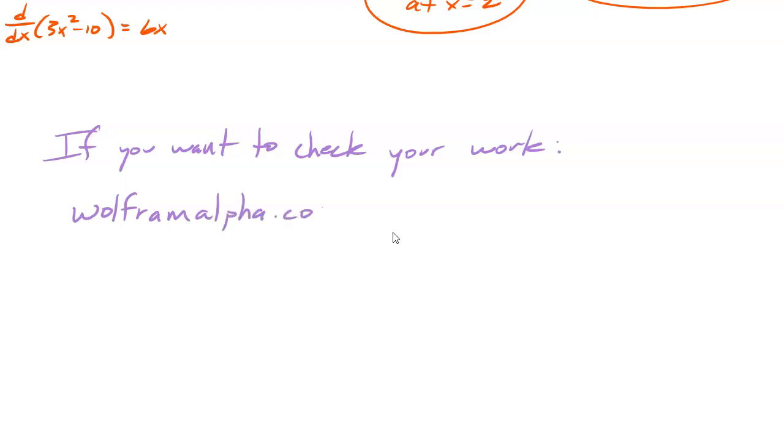The main one that I've used is wolframalpha.com. And they also have an app that you can download. Oh, wait, I think the app was like $7. Maybe they've changed it to free by now. The website is free if you just go to the website. And if I want to just check my derivative, I can write derivative of 3x squared minus 10. And it will give you the answer, which would be 6x.